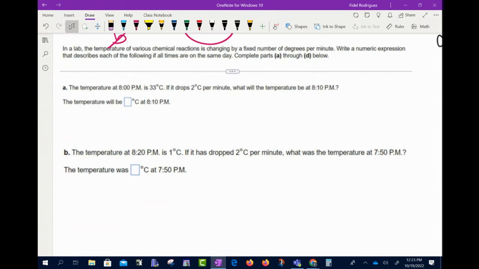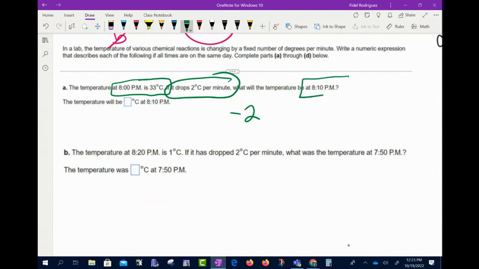Okay, so y'all, I have a question for you. If it's dropping, would my 2 be a positive 2 or a negative 2? Negative 2, right? Okay, good. Negative 2 per minute. Okay. Now, look, we know the temperature at 8 o'clock. We're trying to find the temperature at 8:10. How much time has passed between 8 o'clock and 8:10?